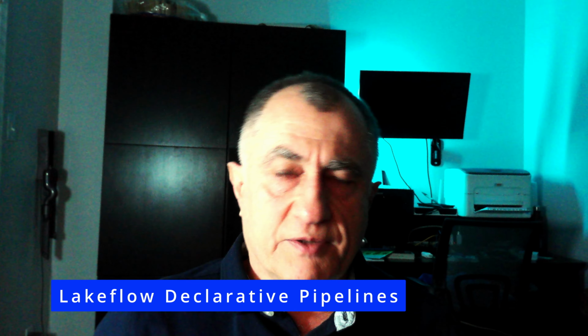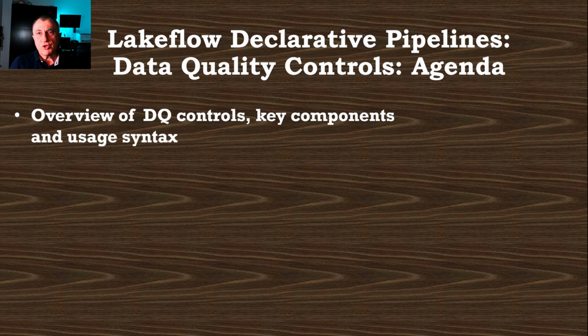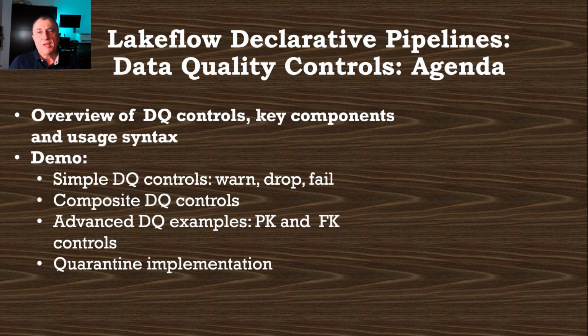In this lesson, we're gonna explore data quality controls in declarative pipelines. So here are the learning objectives. We'll start with the overview of data quality controls, where we will learn key components that you need to define data quality controls. We'll take a look at usage syntax, and we'll learn to differentiate different types of data quality controls. Next, in a demo section, we will first start by building simple data quality controls.